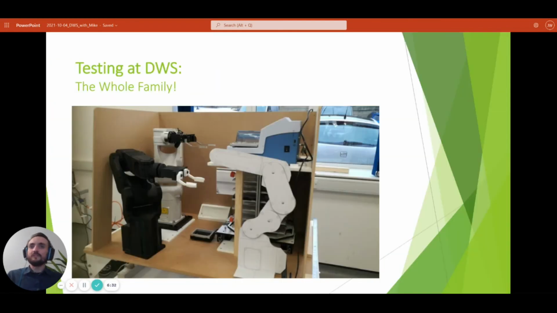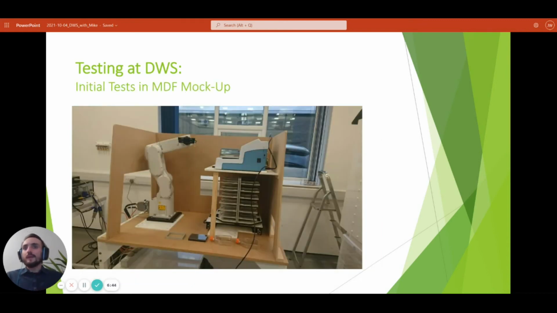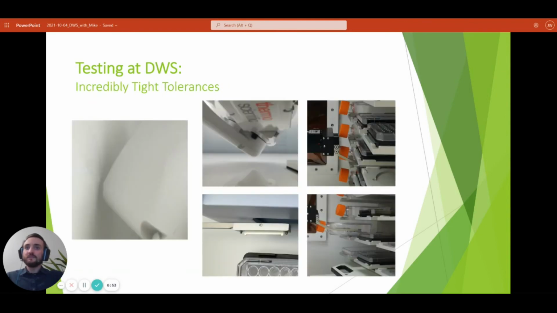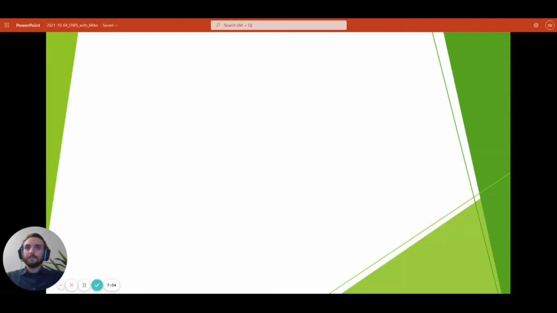So before it arrived at us, we did some testing at Don Whitley, and there you can see the sort of whole family of our physical prototyping of the robot and the robot itself inside an MDF mock-up, which we used to test all the paths and clearances before putting it in the actual cabinet shell. And this is important because the paths that the robot takes and just the sheer size of it leaves very, very little tolerance. You can see here how close it gets to everything when it is moving.